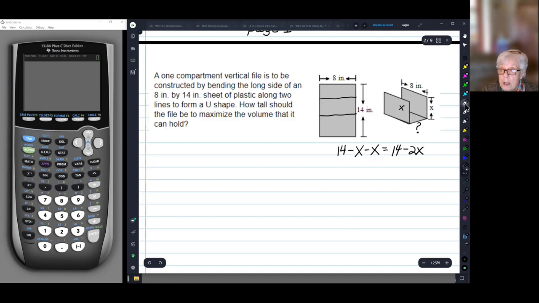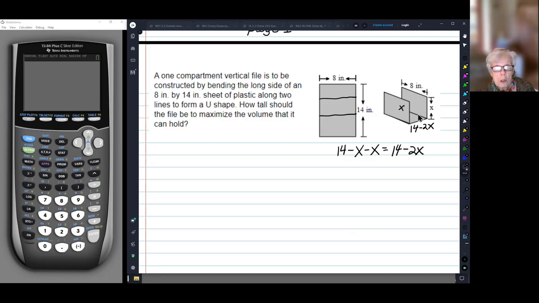So let me get rid of this question mark. And instead I'll have 14 minus 2X. How tall should the file be? In other words, what is X? What does X need to be in order to maximize the volume it can hold? So we want the maximum amount of stuff that we can put in there. And so we need to know what the volume is, the maximum volume. So we need to fold it in just the right way.